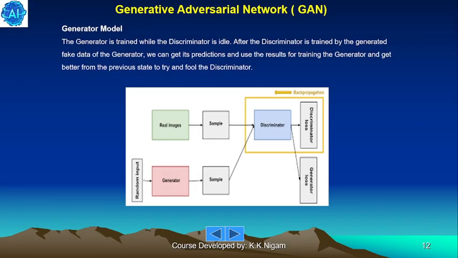So the generator model is trained while the discriminator is idle. After the discriminator is trained, we take the generator's fake data, get its prediction, and use the results for training the generator, so that it gets better than its previous state and tries to fool the discriminator.